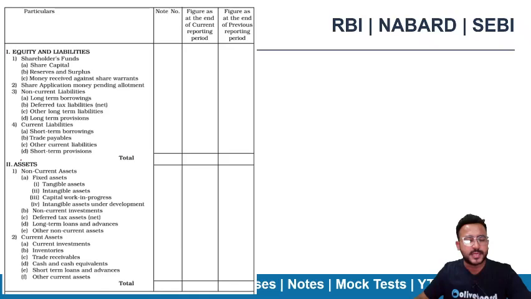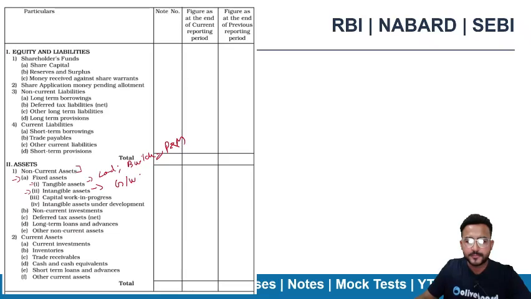Next we have the asset side. On the asset side, we have non-current assets. The first thing is fixed assets. Now in fixed assets, we have tangible and intangible. Tangible is like land, building, plant and machinery, right? Intangible is like goodwill, patent, copyright, right? These are my intangible assets.